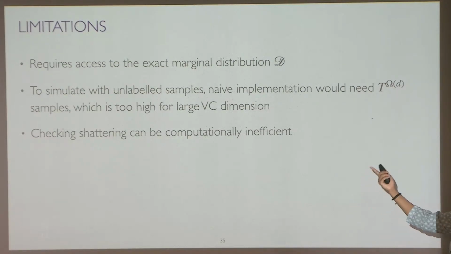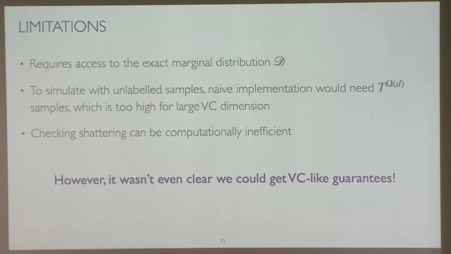And then checking the shattering can be computationally inefficient. Even if I could deal with the sample complexity, I don't know if computationally this would be possible. However, when I started out, my goal was to even show that you can get VC-like guarantees with this adversary that can put as many corruptions as possible. So I think it's good to know that at least VC dimension is the right control of this quantity. It'd be great to get progress on any of these questions to get rid of these assumptions.